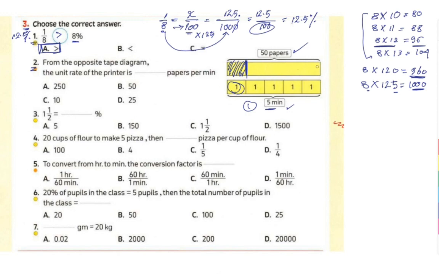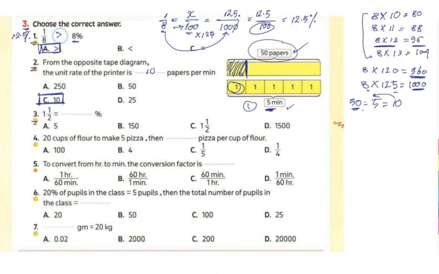That's easy. I will divide these 50 papers per 5 minutes. So 50 divided by 5, what? 10. Why? 10 times 5 equals 50. So this printer can make 10 papers per 1 minute. That's 10. So I will choose point C.